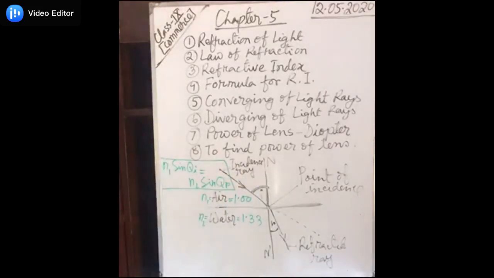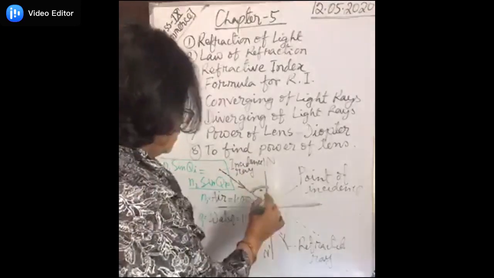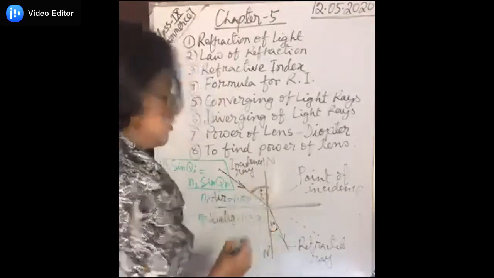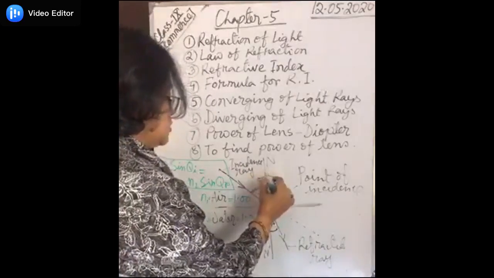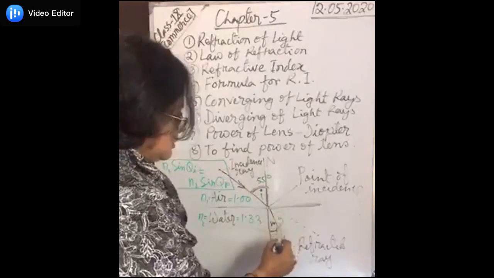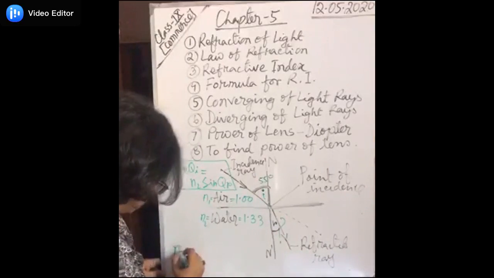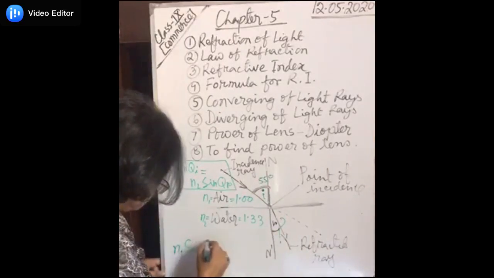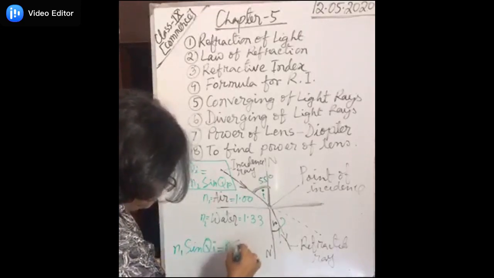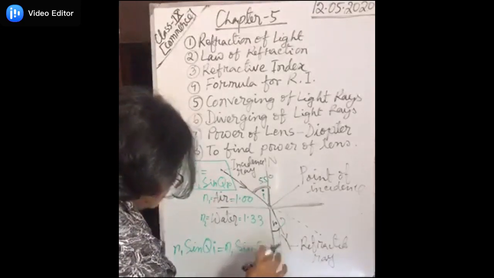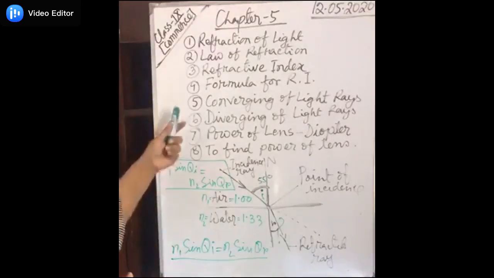Using this formula, you can find out the value of any one angle if the other is known. Suppose this one is 55 degrees. So what would be the refractive angle? Writing the formula again here, look here: N1 sin theta I equals N2 sin theta R.